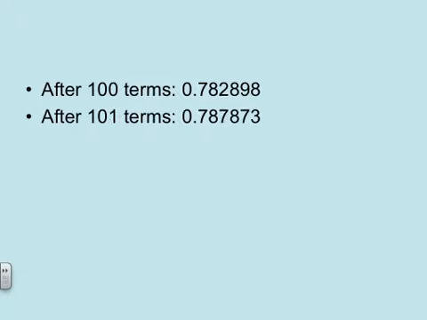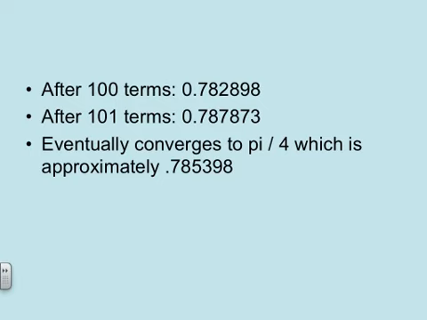After 101 terms, it's 0.787873, and we're about to find out that the actual sum is pi over 4, which is in between those two numbers.